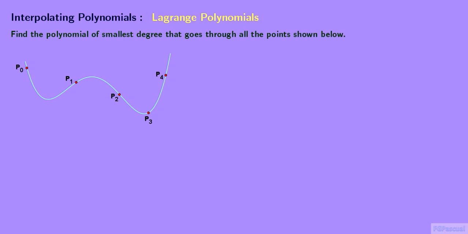In this lecture, we will work out an example in finding the polynomial of smallest degree that goes through a given set of points. In the graph shown below, we have 5 points, p sub 0 through p sub 4.